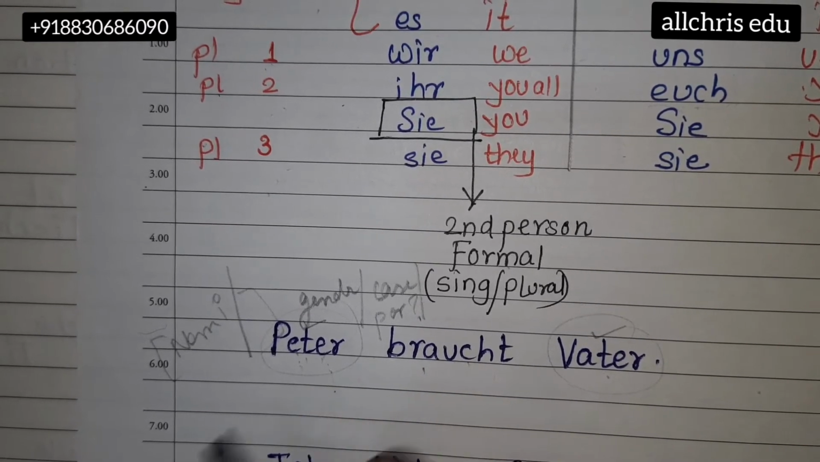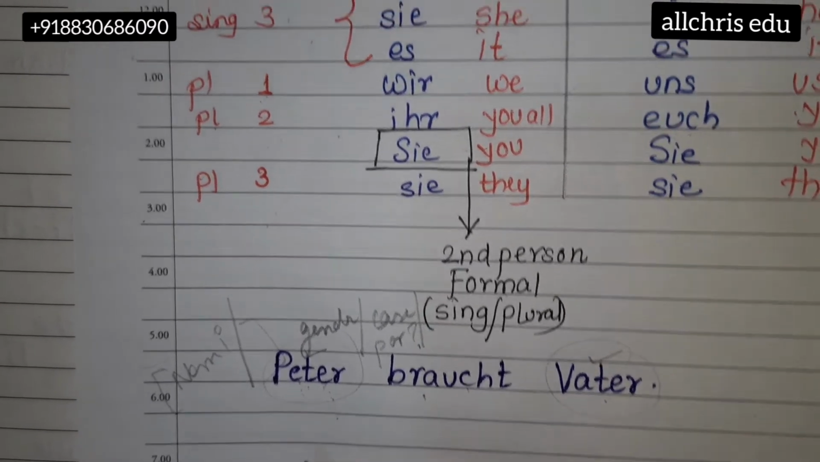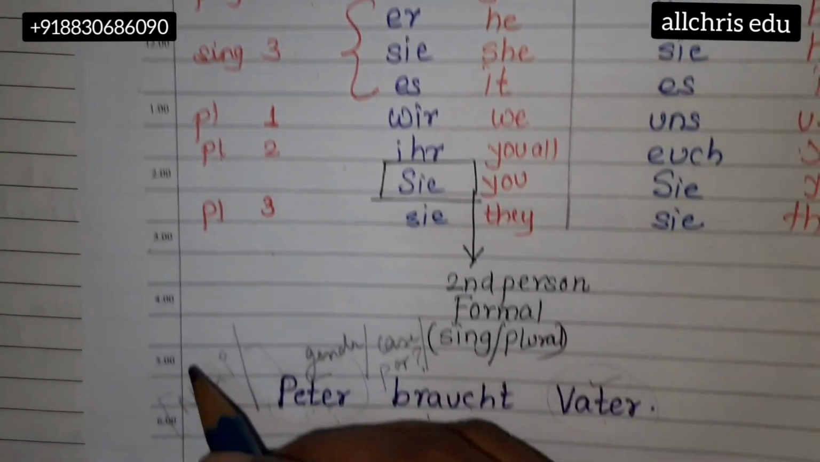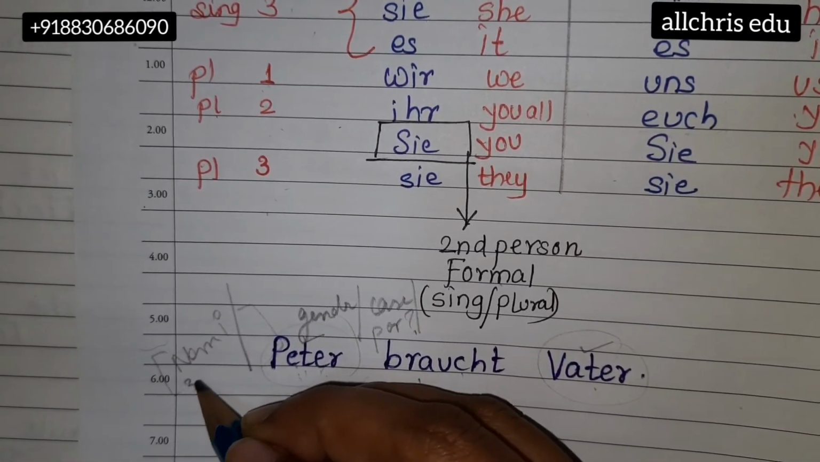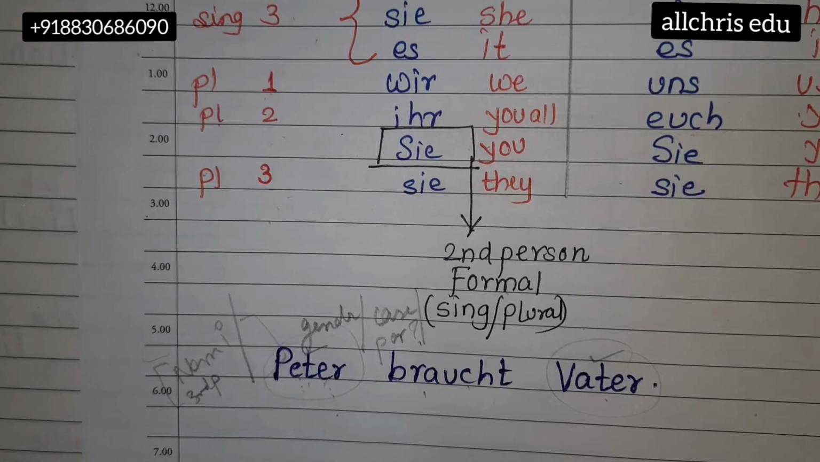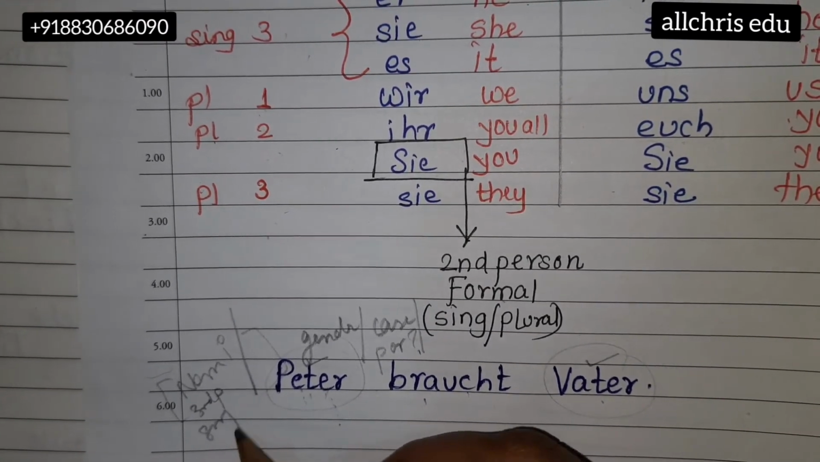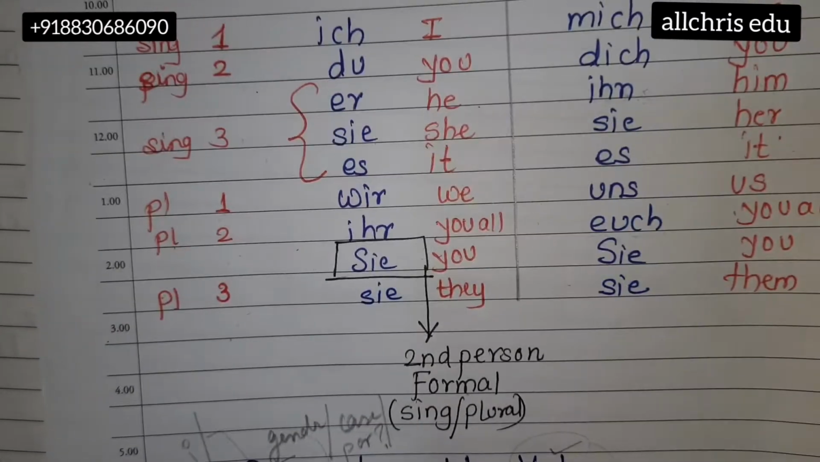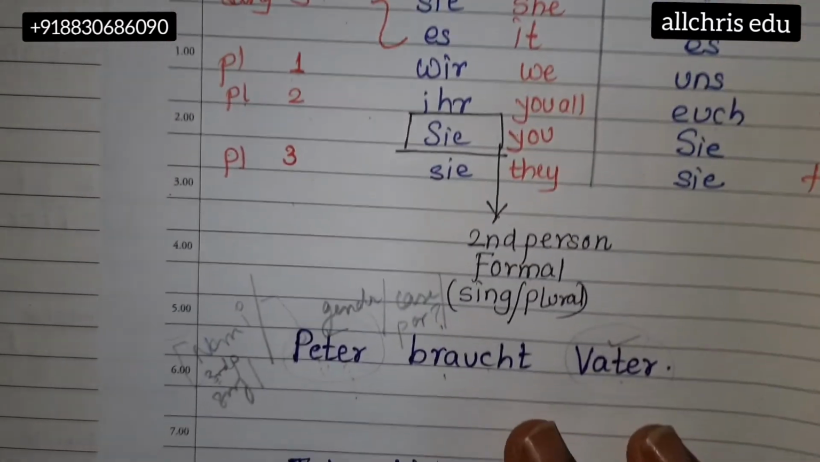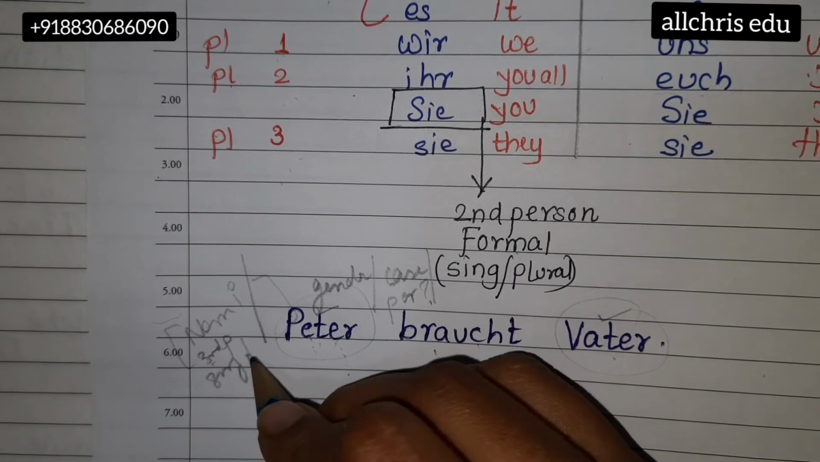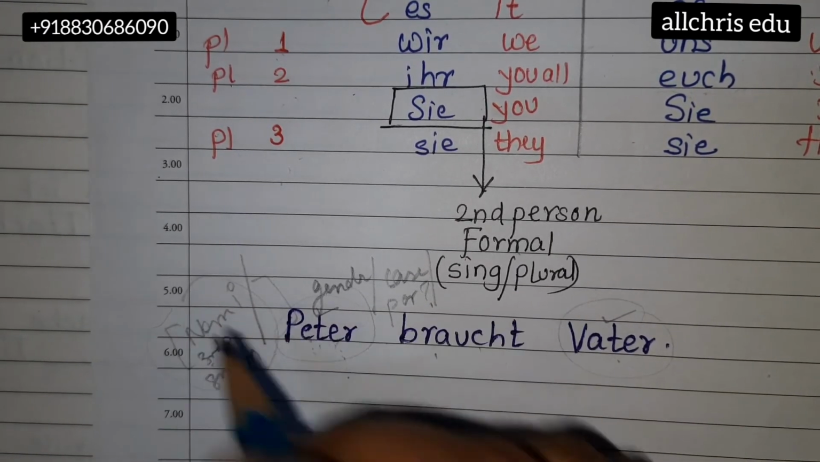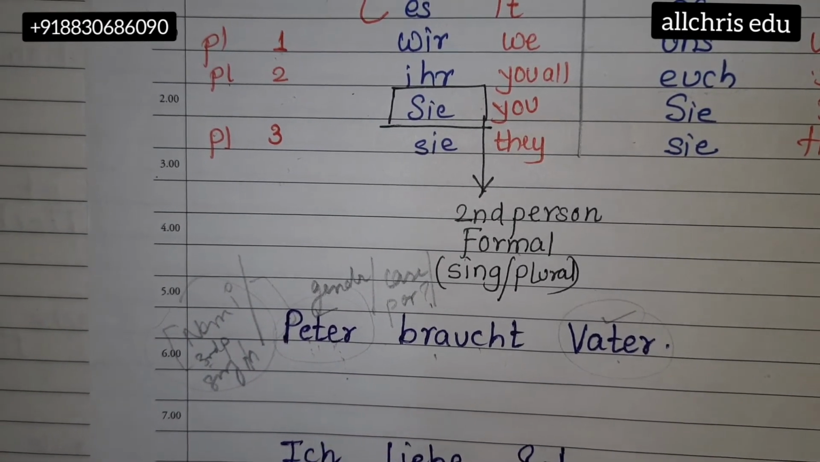So here it is not a second person also. So it is a third person. So you can write in the bracket after nominative, third person. In third person, that is also singular. Peter is singular. In singular also, again you have three options, he, she, it. So Peter is male. So according to this explanation, your answer should be er.